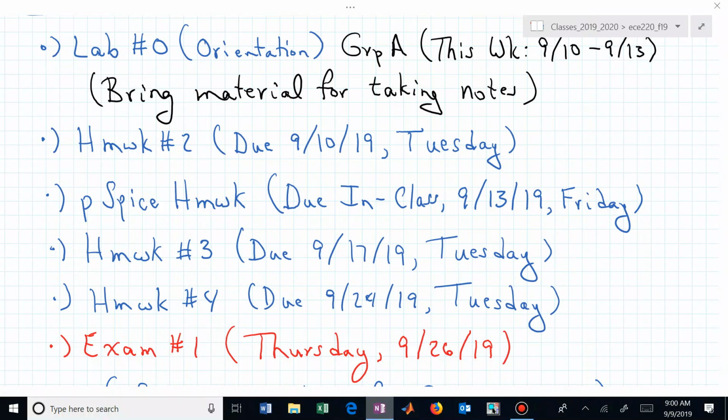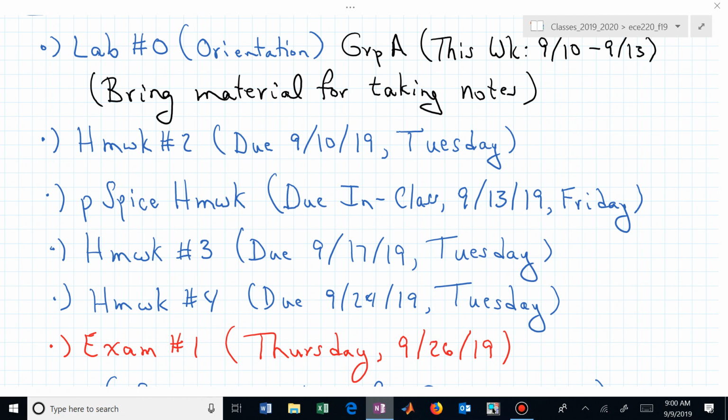Now we'll get into quite a few 5-day semesters, and that will lead us up to exam number 1, which is on a Thursday, the 26th of September. Prior to that, you have homework assignments 2, 3, and 4 that will be due on Tuesdays. The next one is homework number 2, and the labs begin this week.